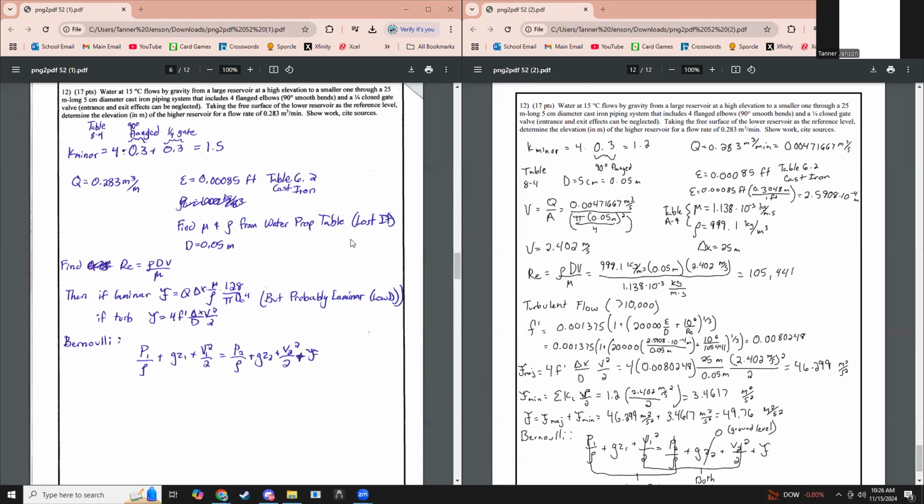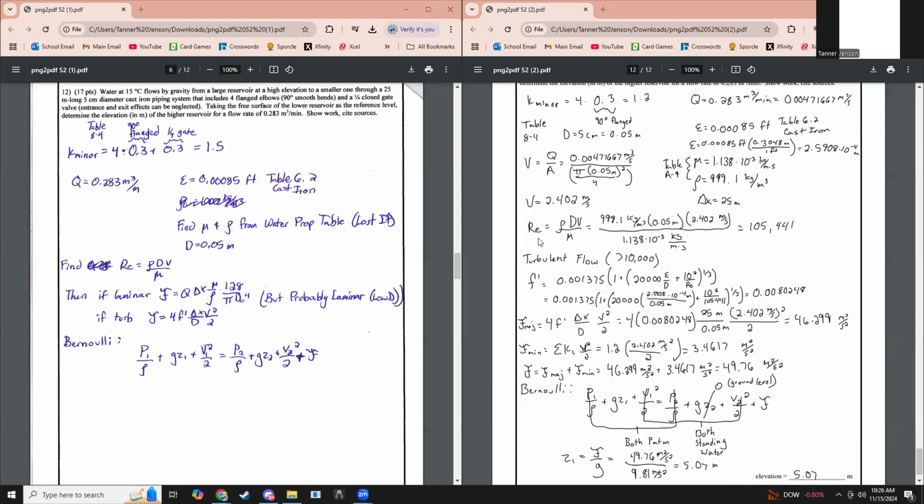Also, for my K minor, I had initially used the gate, which was an exit effect, which was supposed to be neglected. So I corrected that with my K minor. And then I actually solved for velocity using the flow rate over area equation, and I got a velocity for the problem. And I found my values using table A9 for the dynamic viscosity and the density of water at that temperature. And I also converted my roughness to meters instead of feet.